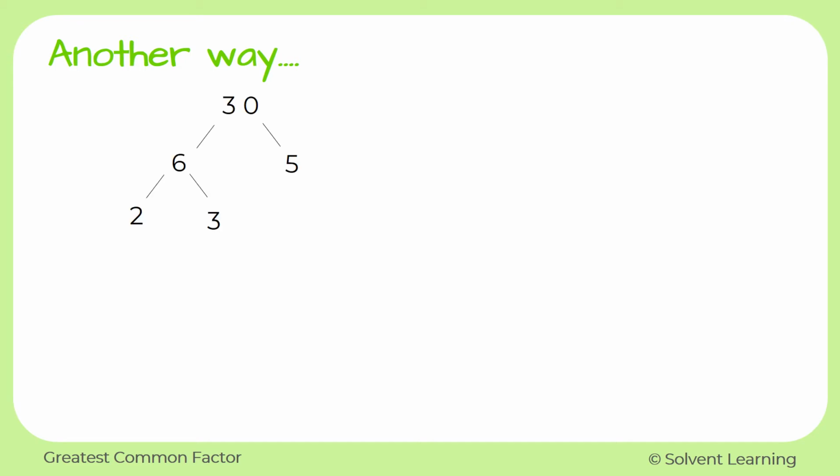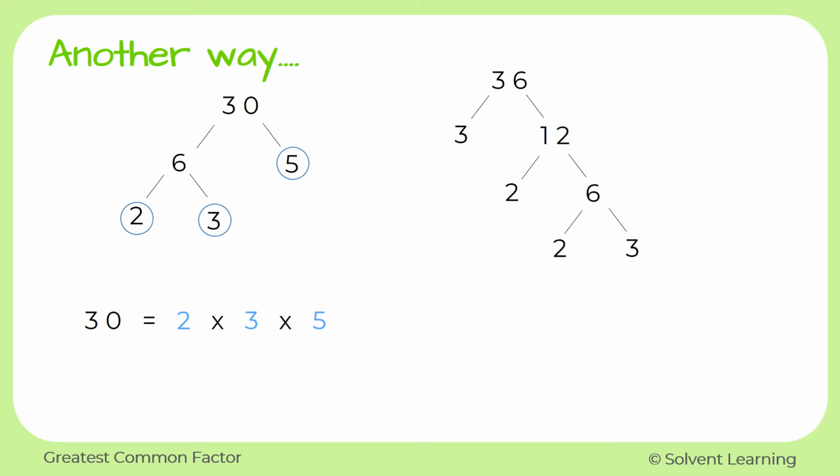So here's the factor tree for 30. Now we notice at the end of each of the tree branches we have 2, 3, and 5. So the prime factorization for 30 is 2 times 3 times 5. And we do the same thing for our other number, 36, and then we look at all of the prime numbers at the end of the tree branches, and we can write them out as a series of products. So 2 times 2 times 3 times 3 equals 36.